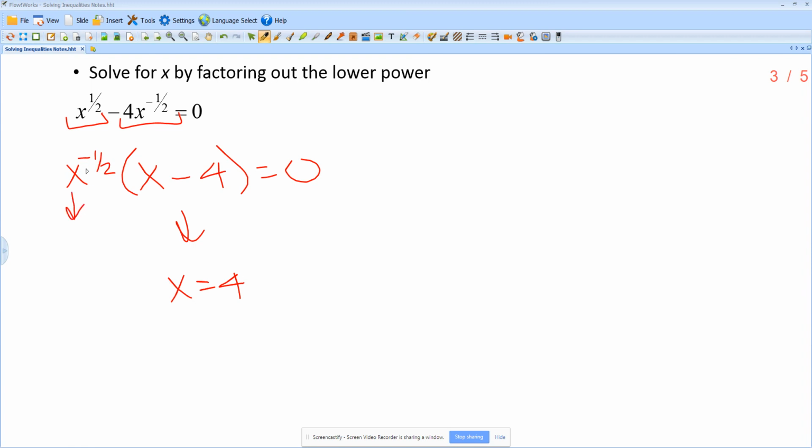Here, thinking about what this really is, the negative says this is 1 over. X to the 1/2 means square root x. And 1 over square root x, or 1 over anything, could never be 0. So that has no solution. Our answer here is just x equals 4.